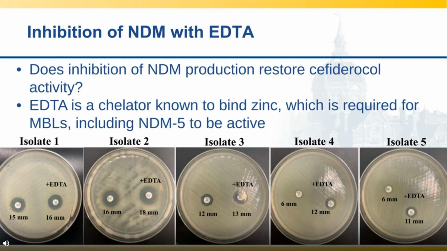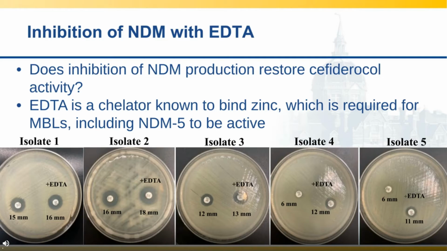And we did this by using a divalent chelator, EDTA. Metallo-beta-lactamases like NDM require zinc at their active site for activity. So if you chelate zinc and divalent cations, then the NDM will no longer have activity. And so for each isolate, we set down a cefiderocol disc with and without EDTA. And you can see for the first 3 isolates, where we have only a single copy of the gene, we don't see any or very little effect of adding EDTA to that disc.